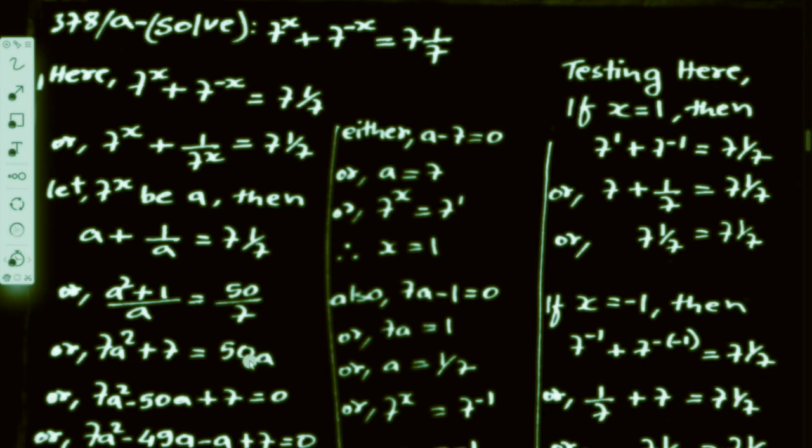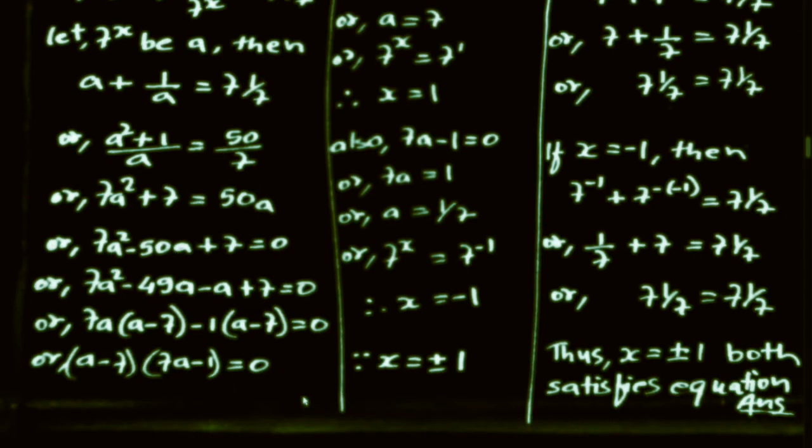Now this 50a should be changed, its side should be changed. So 7a square minus 50a plus 7 equals 0. If the side is changed, the sign should also be changed. Now factorization should be done here to get the value of a. For factorization, we have a certain process. Let's see the process here.